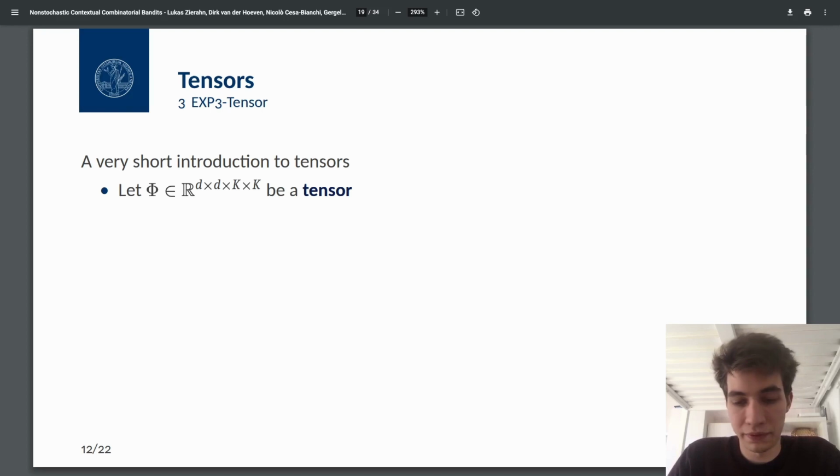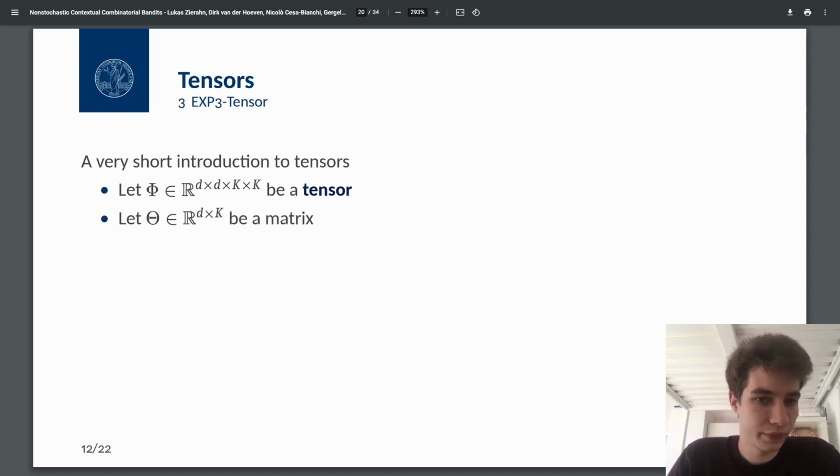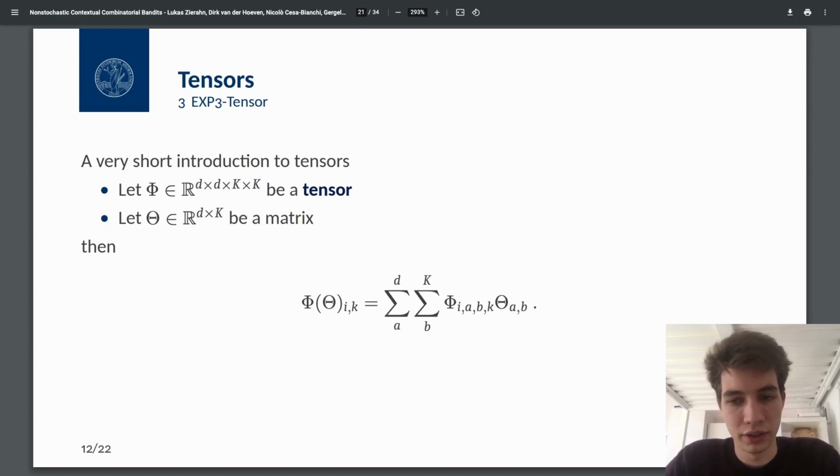So let's say phi is a tensor, and we have a matrix theta. Then we're going to consider phi acting on theta. This is going to be a matrix again, and it's going to be a matrix of size d by k. And the ikth entry of this matrix is going to be given by the formula on the right-hand side. And in a sense, you can consider the second dimension of phi, the one indexed by a, is acting on the first dimension of theta, and the third dimension of phi is acting on the second dimension of theta. And then on the right-hand side, we're just going to have a real number remaining, where theta ab is a real number multiplied by phi i a b k, which is also a real number, and it all adds up.